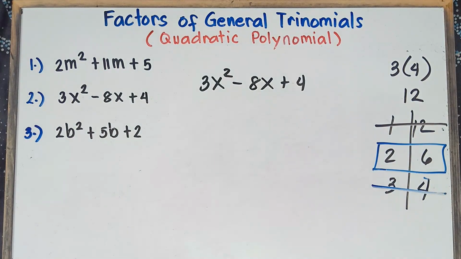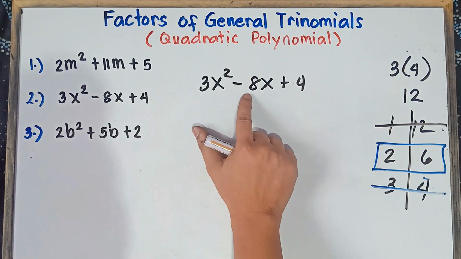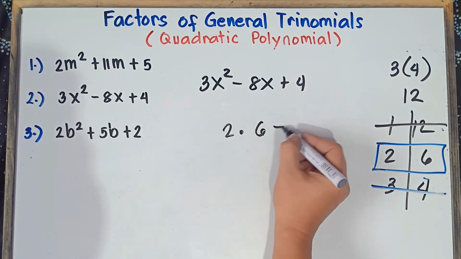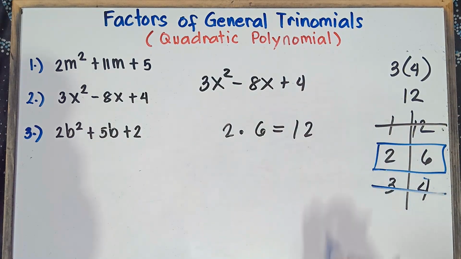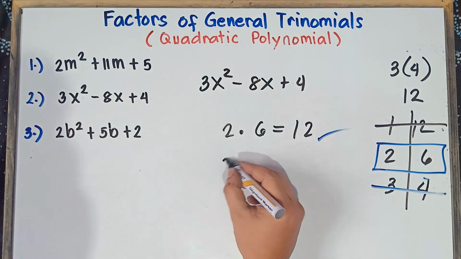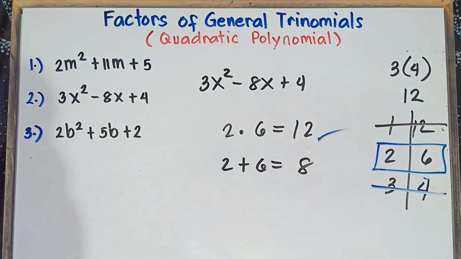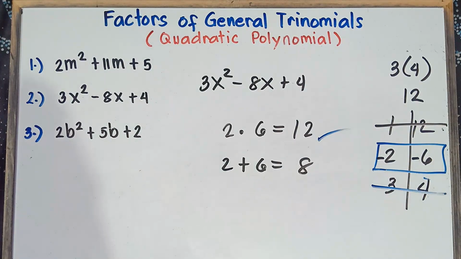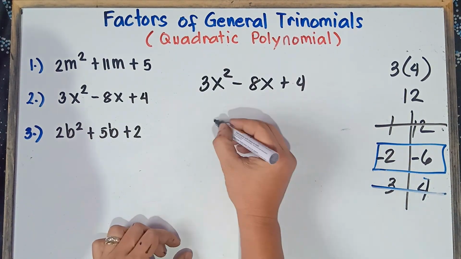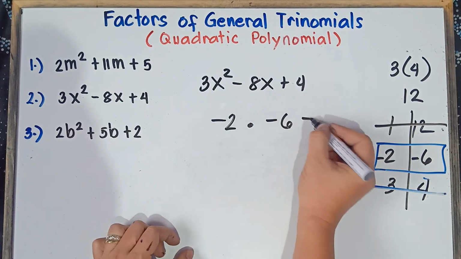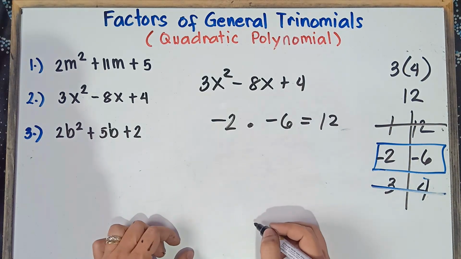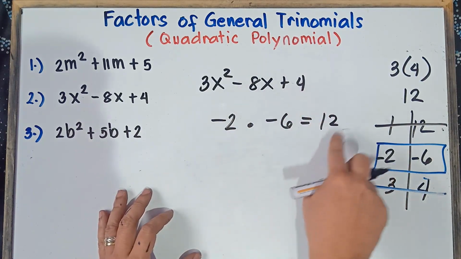But the problem, class, this is negative 8. If we multiply 2 times 6, that will be equal to 12. That's correct. But if you combine 2 plus 6, that will be equal to positive 8. This is negative 8. So therefore, it must be negative 2 and then negative 6, right? Because if you multiply negative 2 multiplied by negative 6, negative times negative is positive, 2 times 6 is 12. Negative 2 times negative 6 would be positive 12.